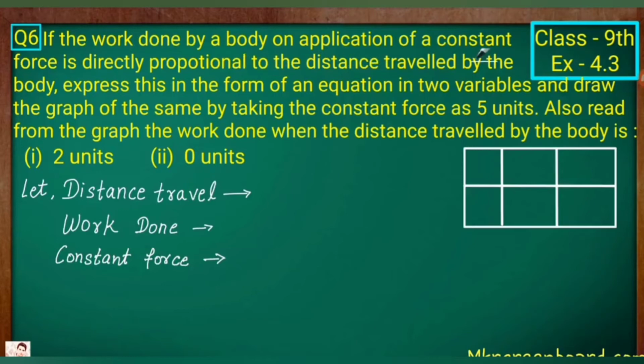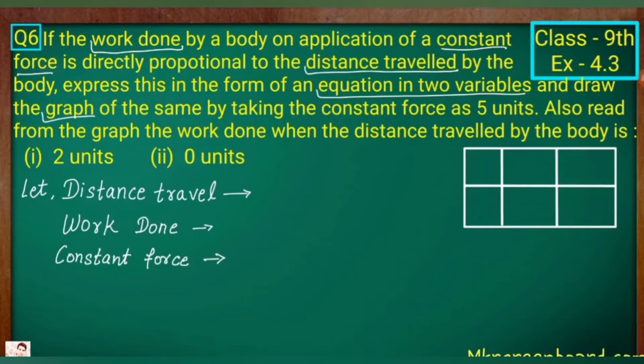Question. The work done by a body on application of a constant force is directly proportional to the distance travelled by the body. Express this in the form of an equation in two variables and draw the graph of the same by taking the constant force as 5 units. Also read from the graph the work done when the distance travelled by the body is 2 units and 0 units. So students, listen to the question carefully.